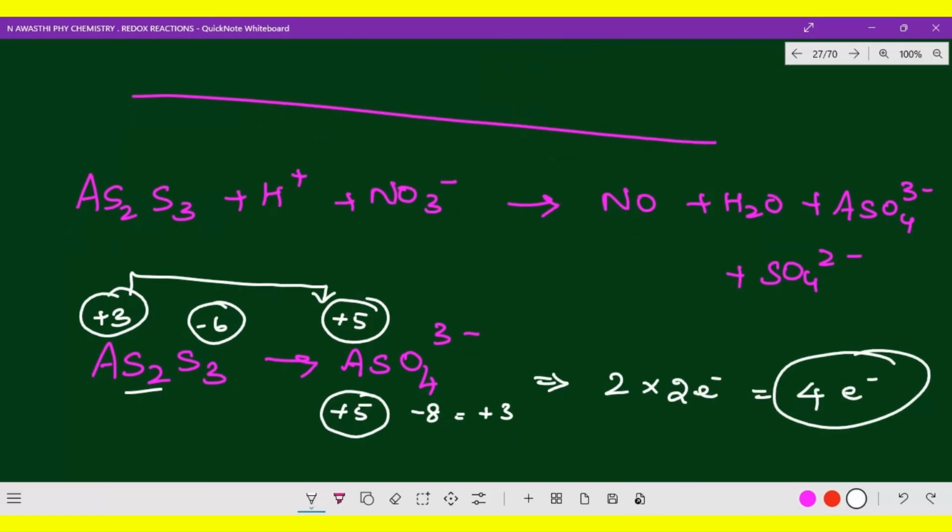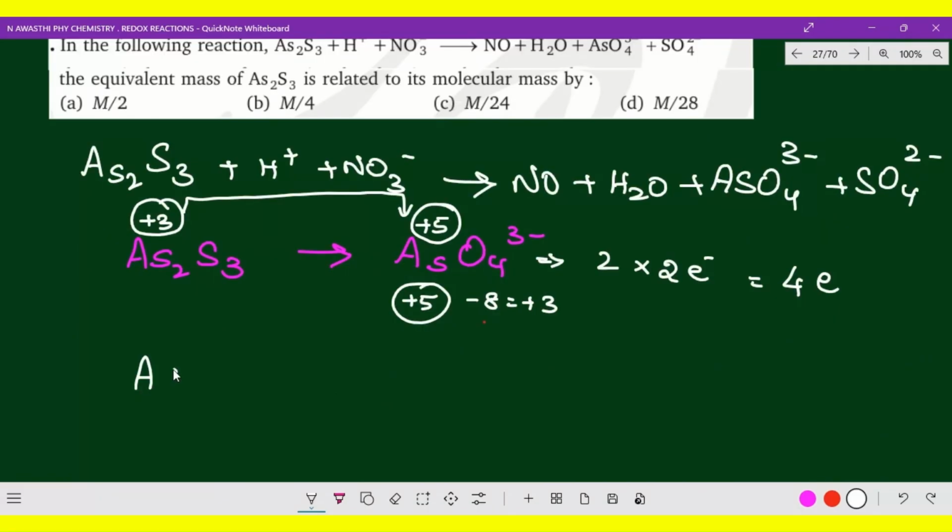Okay, now the next one. Here As2S3 gives SO4 2 minus. Now we have to consider SO4 2 minus. Now in the question, what they are asking is the equivalent mass of As2S3. So that's why we are bringing this point. As2S3 gives the sulfate ion also, so that is what we are bringing over here.